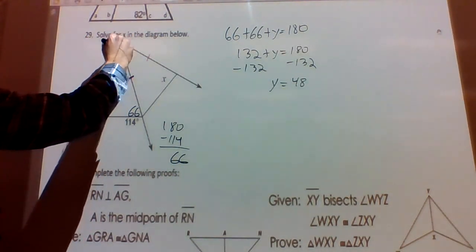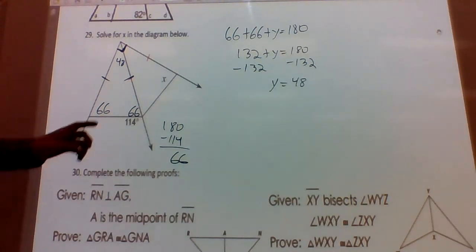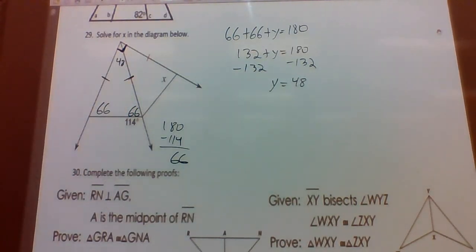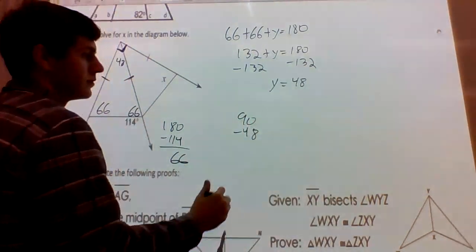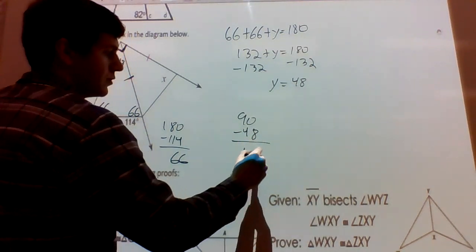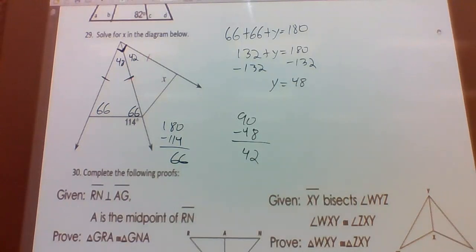But we have a right angle. We know right angles are 90 degrees, so we can use the angle addition postulate because these two angles have to add up to 90. So we can do 90 minus 48, which is going to be 42. So we know that this angle here has to be 42 because these two angles are complementary. They have to add up to 90.